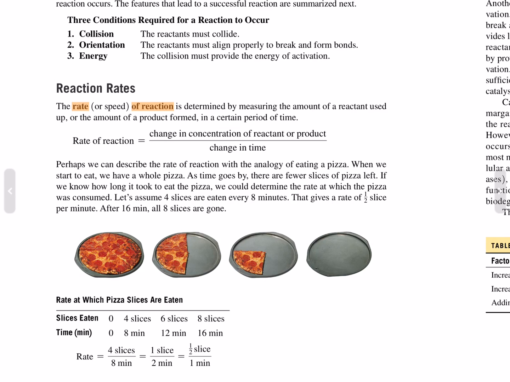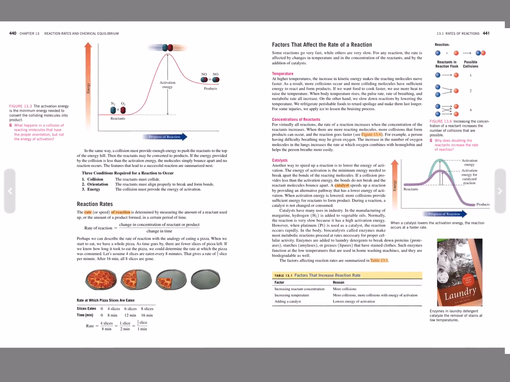Perhaps we can describe the rate of reaction with an analogy of eating pizza. When we start to eat, we have a whole pizza. As time goes by, there are fewer slices of pizza left. If we know how long it took to eat the pizza, we could determine the rate at which the pizza was consumed. Let's assume 4 slices are eaten every 8 minutes. That gives a rate of half a slice per minute. After 16 minutes, all 8 slices are gone.